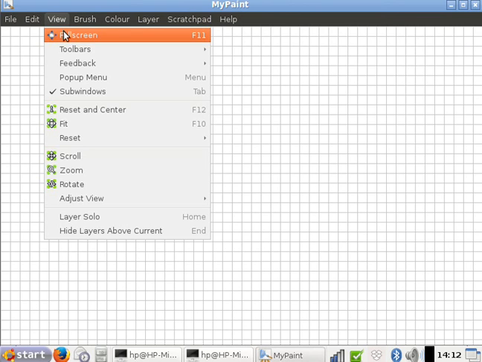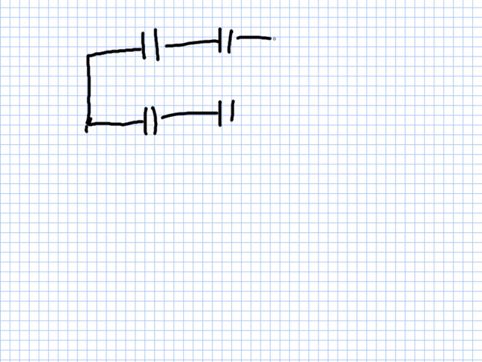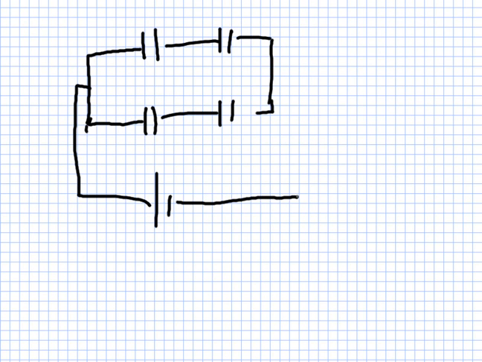So, we have here capacitor, capacitor, capacitor, capacitor, like this, and then we have a battery. This is a 9 volt. This is 2 micro, 3 micro, 6 micro, 4 micro. Find the equivalent, the total capacitance, the charge on each capacitor, and the potential.